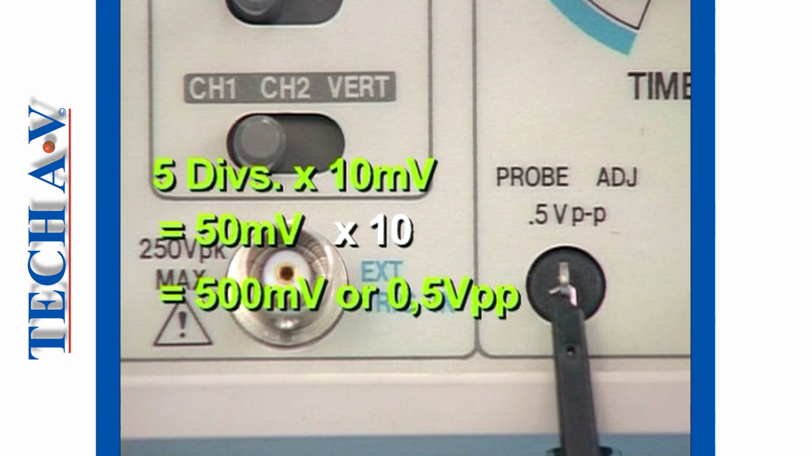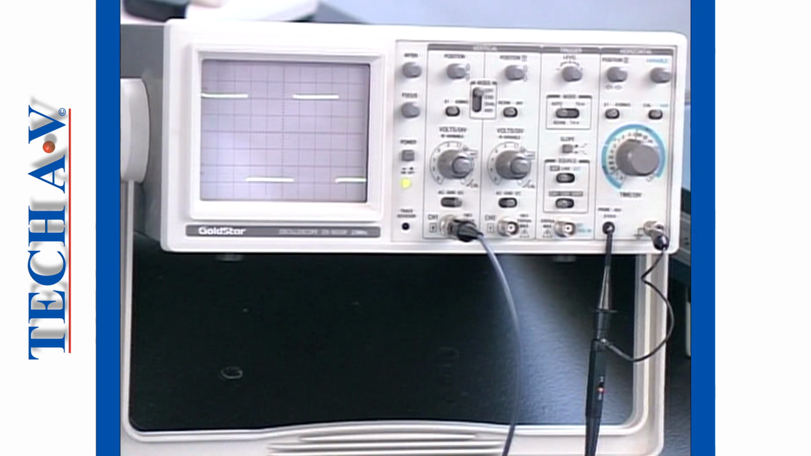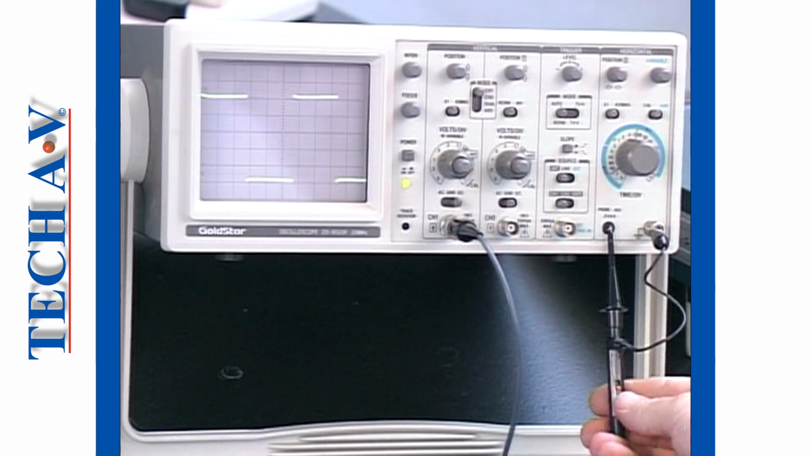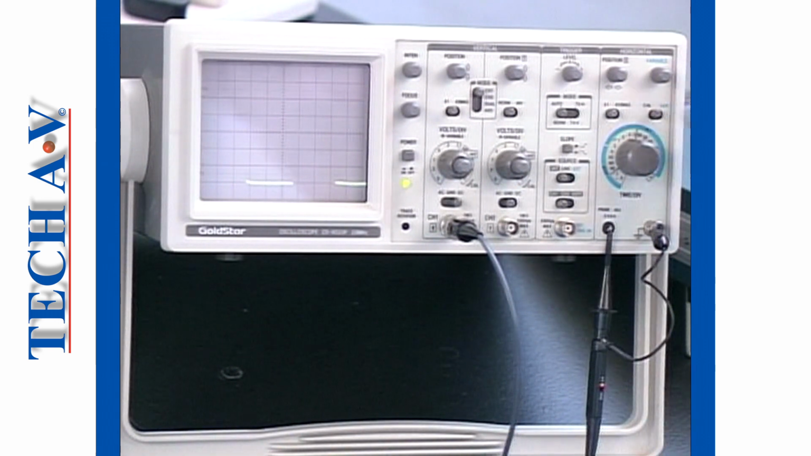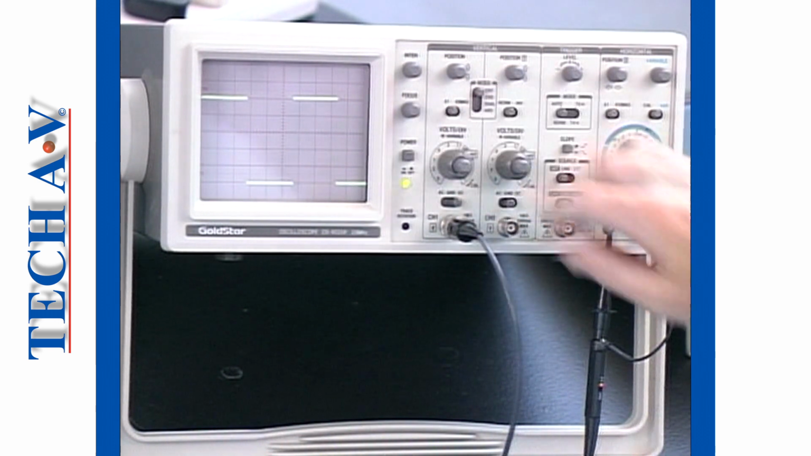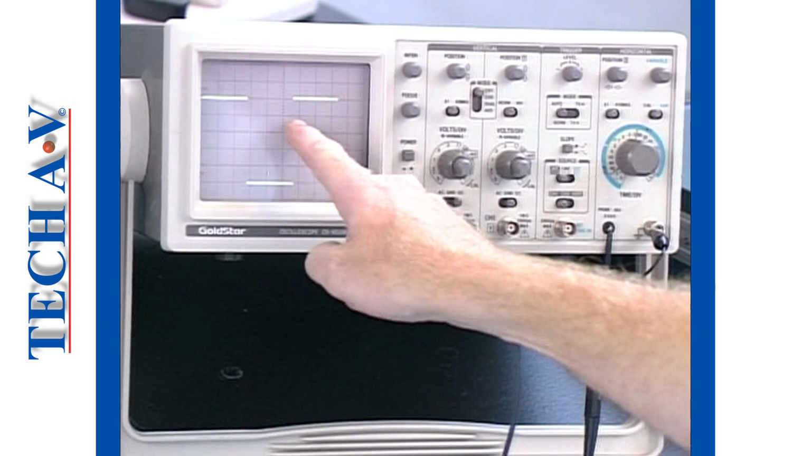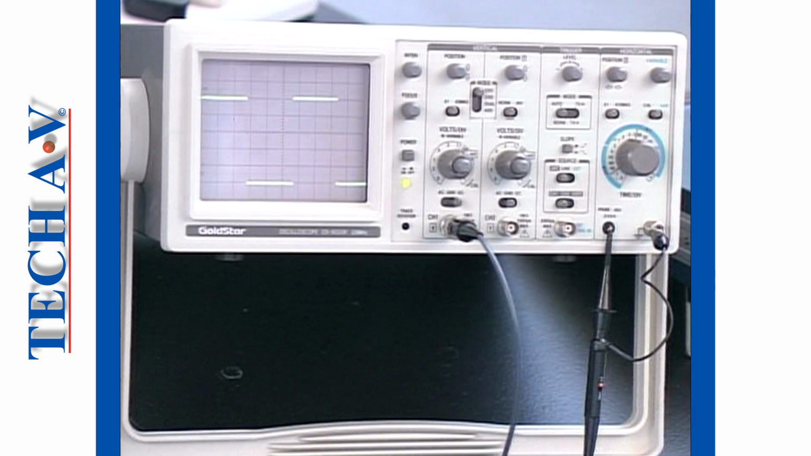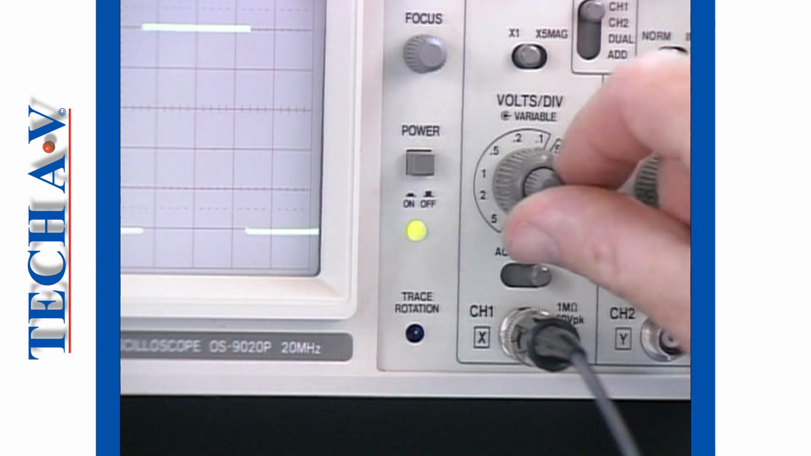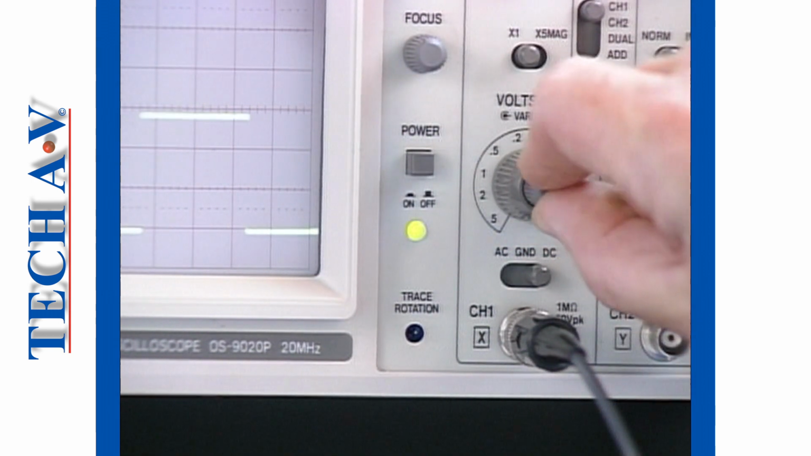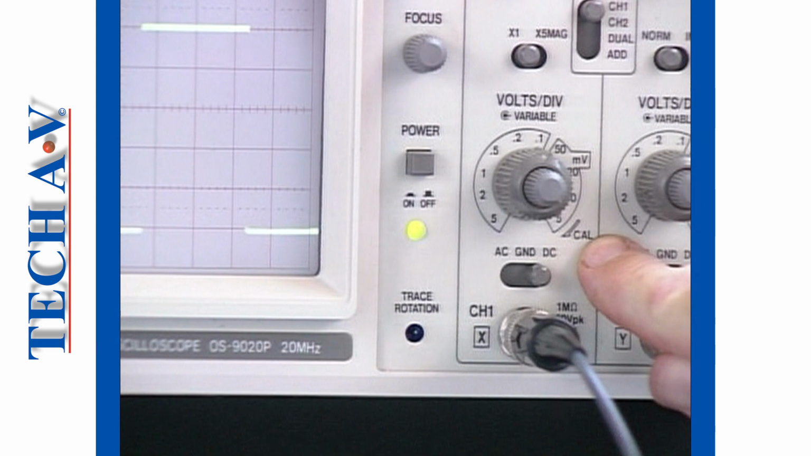Since the probe adjust test voltage is specified as 0.5 volts, the performance of the probe is within the manufacturer's specification. Now switch the attenuator to times 1 and adjust the volts per division control until the waveform fills the screen again. Confirm that the signal voltage is 0.5 volts peak to peak. In conclusion, always ensure that the variable volts per division control is in the calibrate position when measuring an unknown voltage.